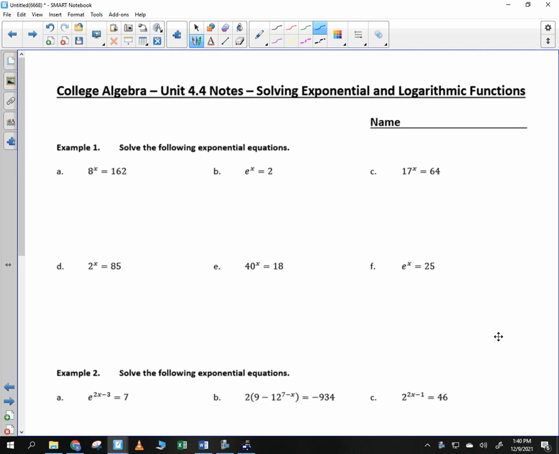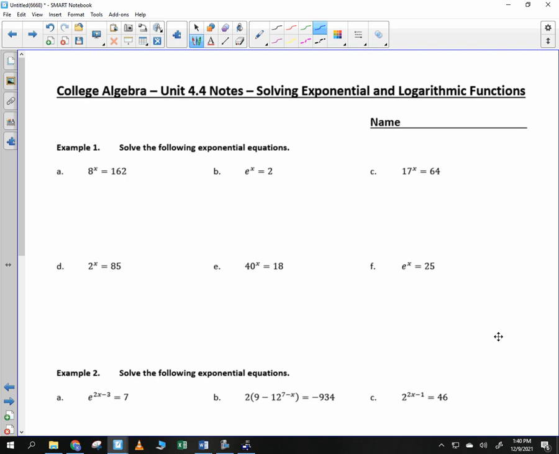Can everybody appreciate that we do not know right now what power you take 8 to in order to get 162? Yeah. Like prior to this class, when you walked in the door, you did not know how to do that, and now you will. Yeah. So let's solve it. Watch so you can see the genius behind the mathematics.